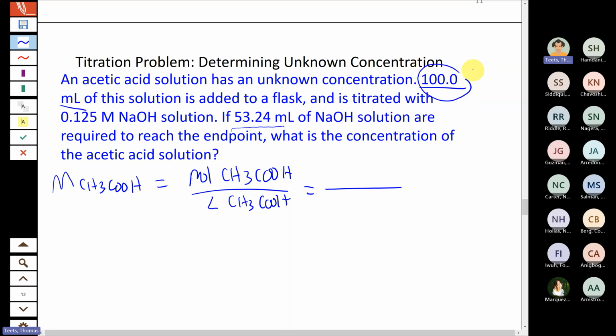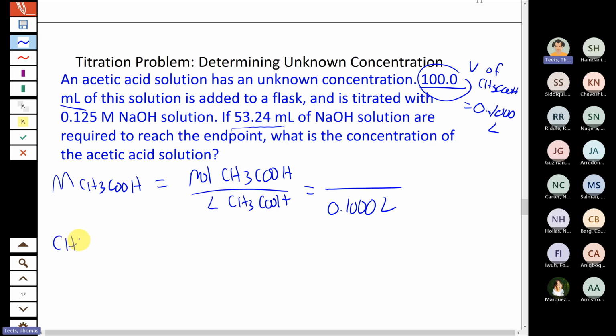So we could probably do this one in our head. The volume of the solution in liters is just going to be 0.1. Yes, I left a zero out. That's 0.100 liters. So that number we can get pretty easily if you can do that math in your head. That's just a unit conversion. So that's how much in volume we have of that solution. But we have to calculate the moles that are present using stoichiometry.